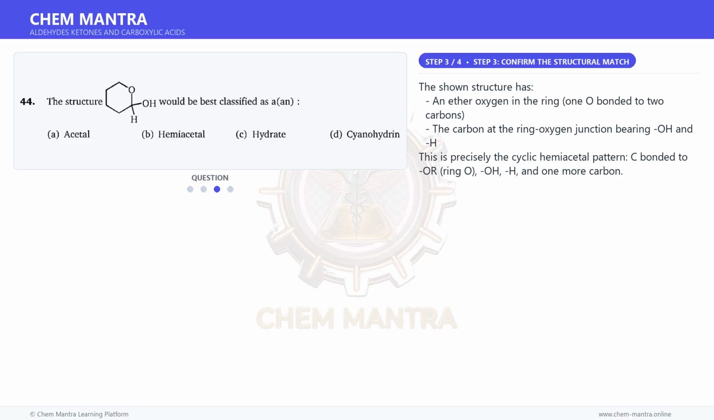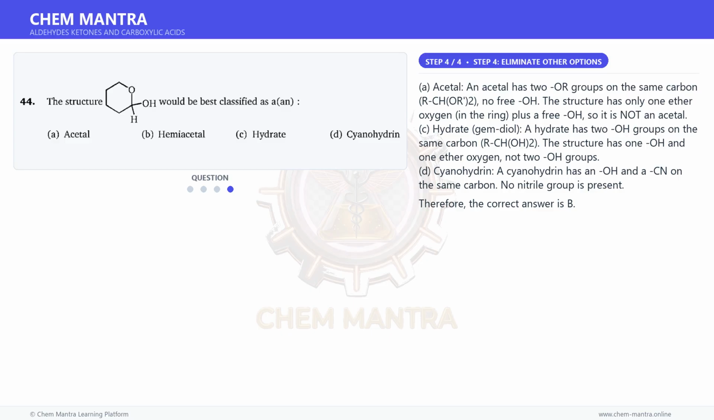The shown structure has an ether oxygen in the ring, one O bonded to 2 carbons. The carbon at the ring oxygen junction bears O and H. This is precisely the cyclic hemiacetal pattern, C bonded to OH, ring O, H, and one more carbon.